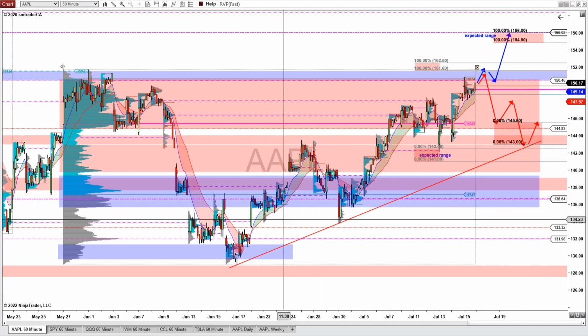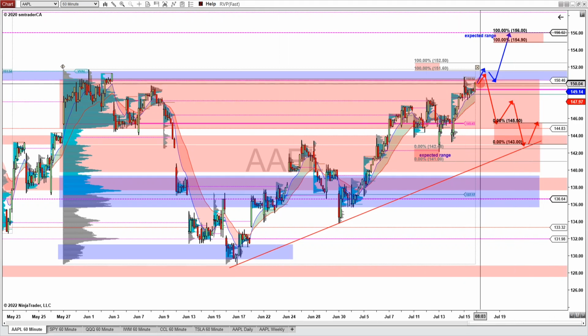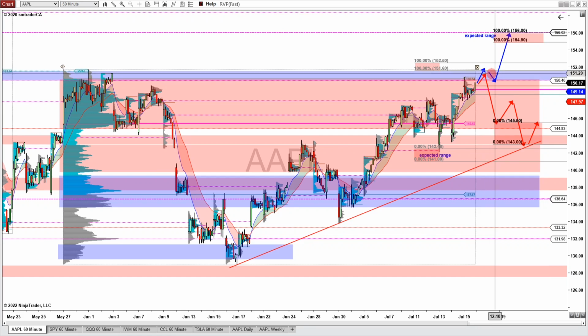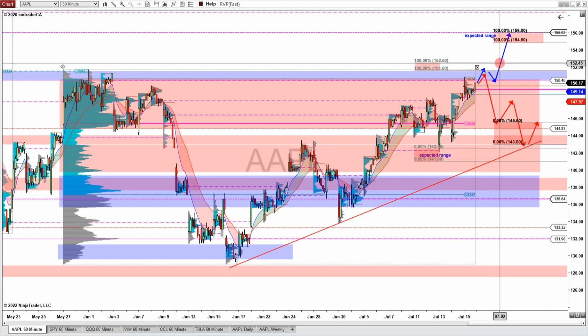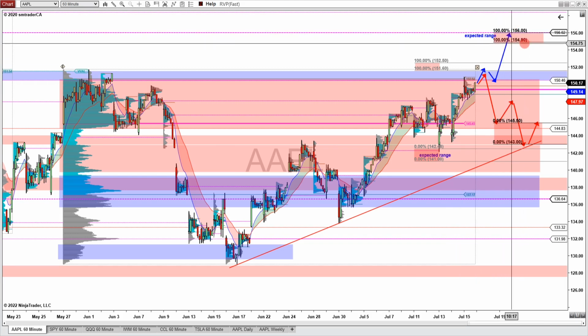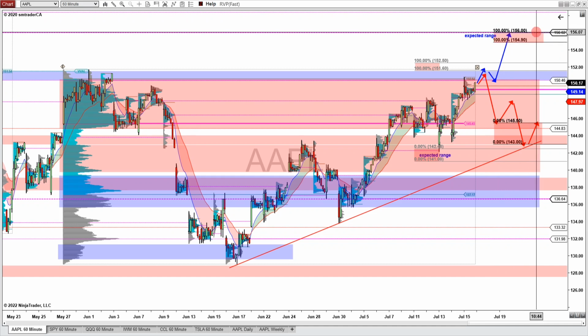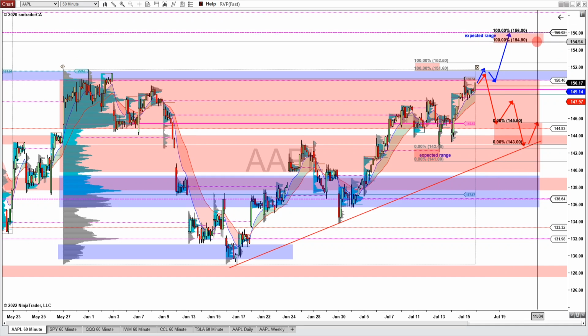Now notice that I also have a trend line here. And here is what I'm expecting Apple to possibly do in the coming week: come up to this resistance zone and chop around before it pushes above and breaks away from this resistance zone and up toward this virgin point of control near the 156 area. And that would also bring it up to this upper range of the expected move, which is between 156 and 155.